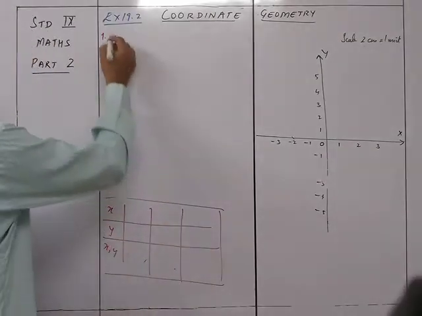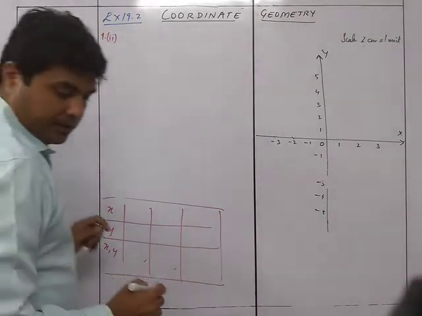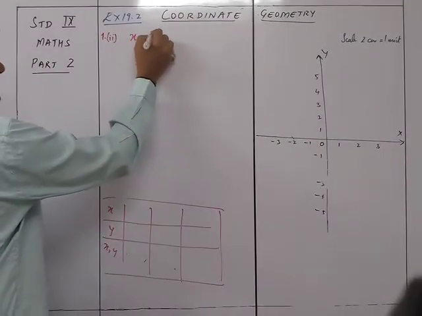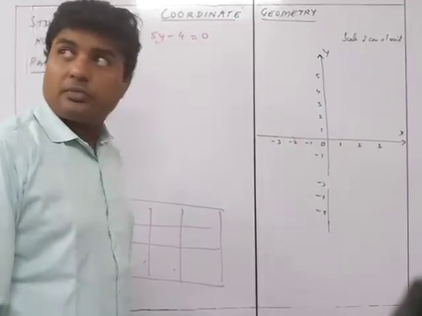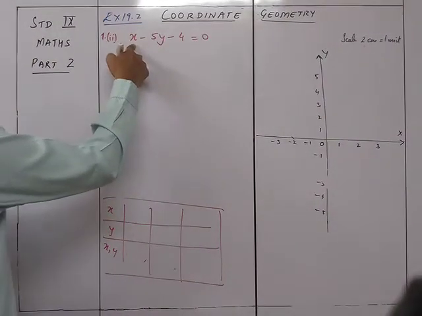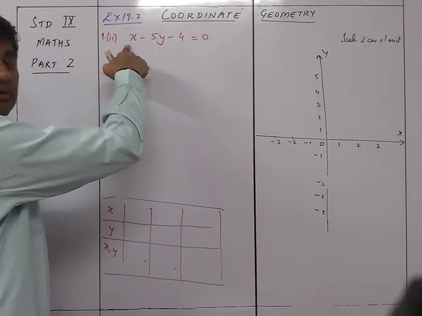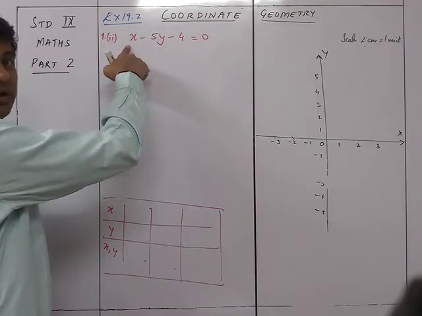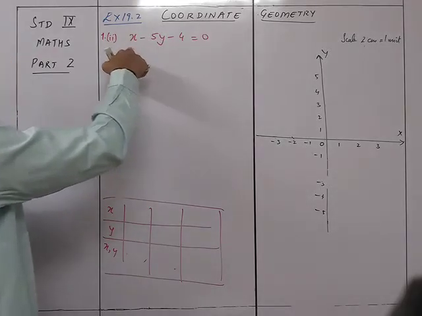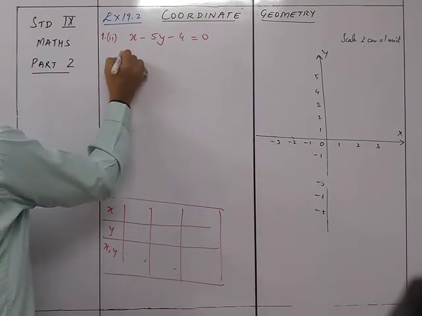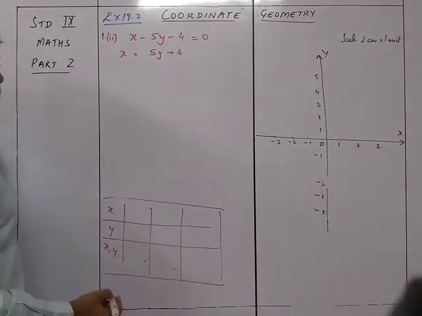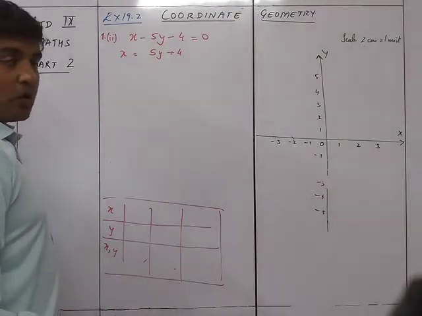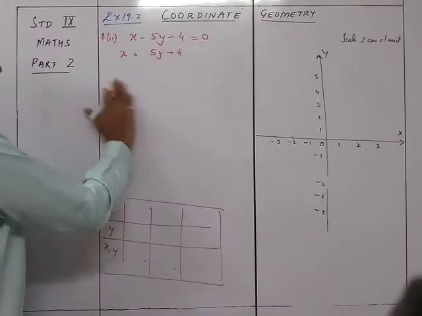Right, so what we have now is the second sum, that is x minus 5y minus 4 is equal to 0. Okay, so now because x is the one without any numerical coefficient, I'll take x as the dependent variable. So x will be equal to 5y plus 4. Accordingly, I'll take y as the independent one.